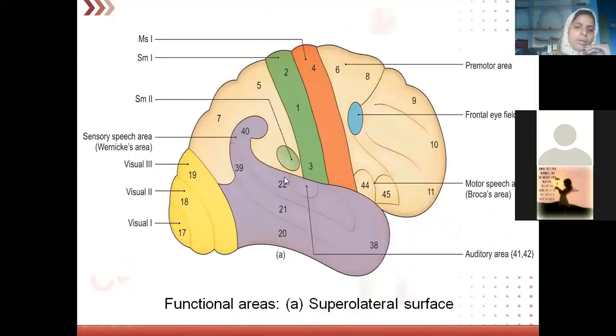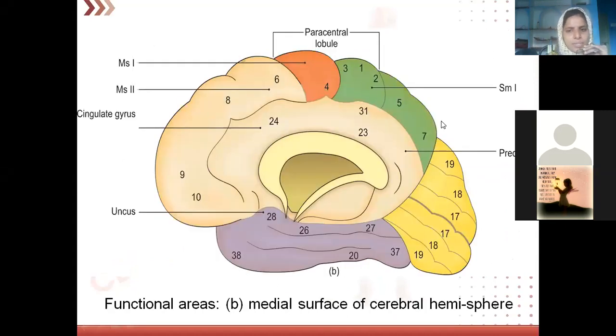See, practice this diagram for the superolateral surface. So you have all the functional areas here. This is also for medial. Actually, this is helpful for you for two subjects, both anatomy and physiology, beta.